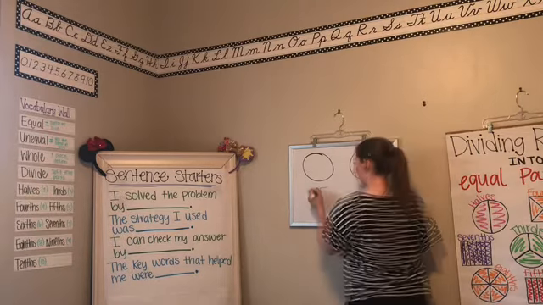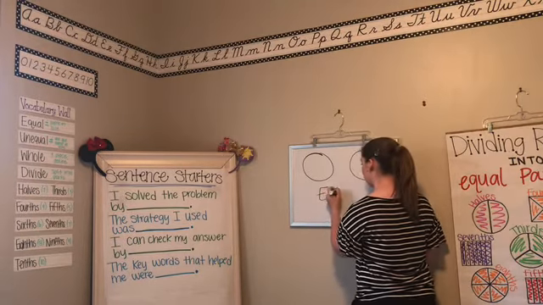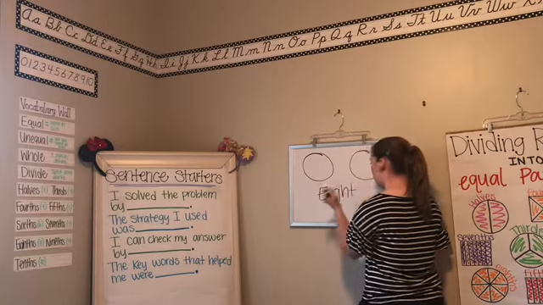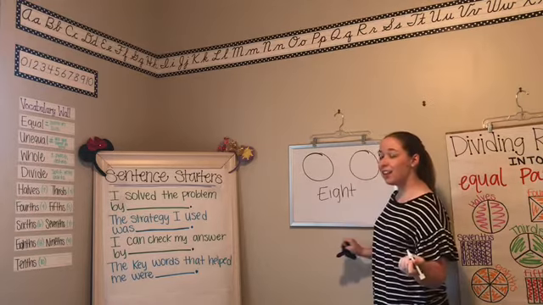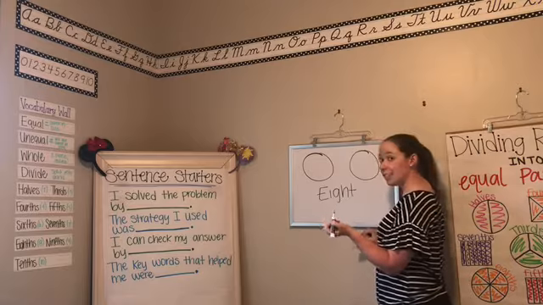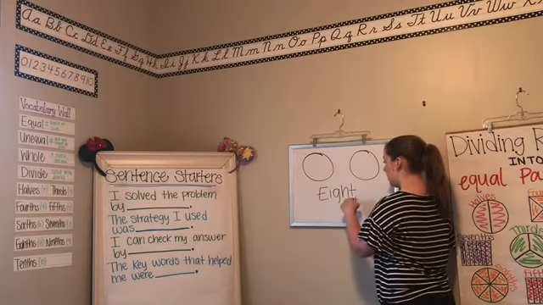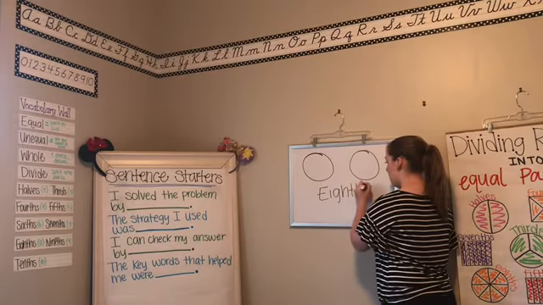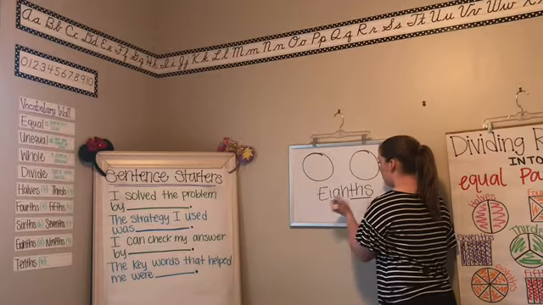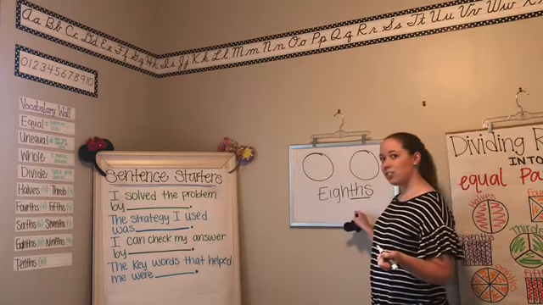Remember, when we spell eighth, we're going to add a th at the end, which is a THS. But since we have the T, we're just going to add the H and the S, okay? Eighths.